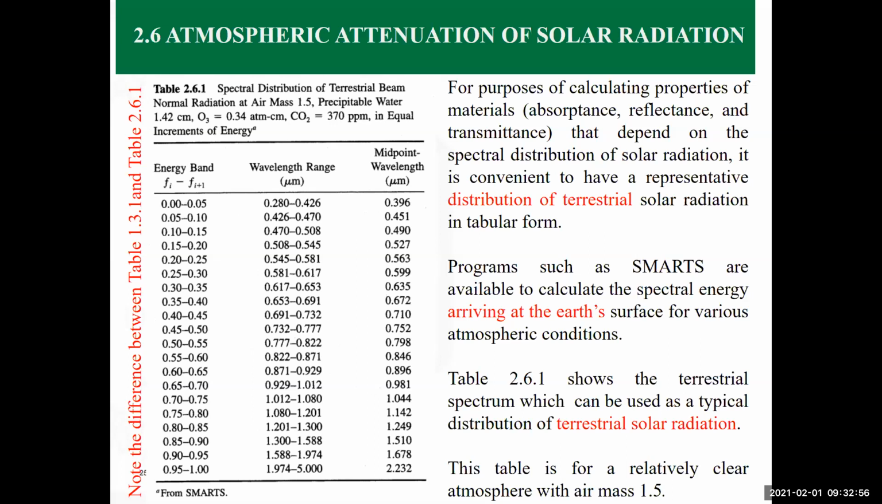Then you make your selection of the material based on that. There are programs like SMARTS that can be used to calculate the spectral energy arriving on the Earth at different atmospheric conditions. The table that we see here shows the terrestrial spectrum, which can be used for a typical distribution of terrestrial solar radiation. The table has been done for a special case, because for every location and every condition in the atmosphere, you may have a similar table that depends on location and on the time at which it's being considered.